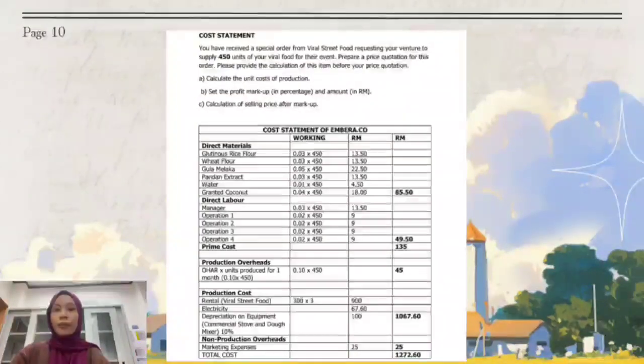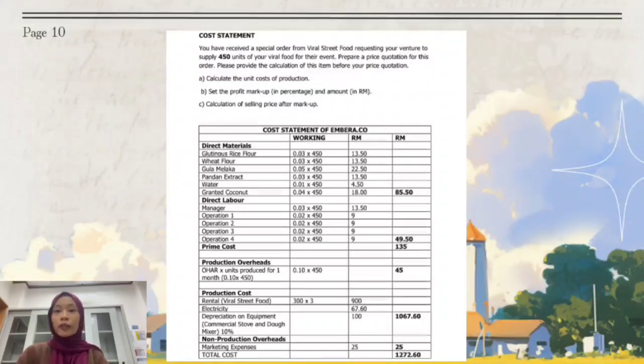Next, we calculate the direct labor cost. The manager cost is 0.03 ringgit multiplied by 450 units, resulting in 13 ringgit and 50 cent. Each production operation is calculated using the same method. Altogether, the total direct labor cost is 49 ringgit and 50 cent. When we combine direct materials and direct labor, we get the prime cost, which is 135 ringgit.